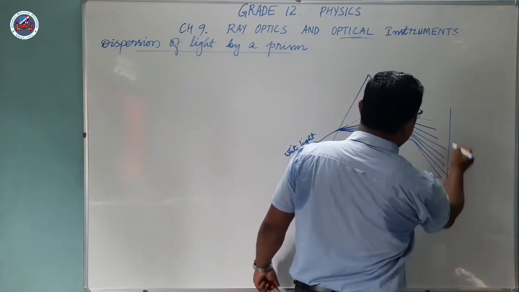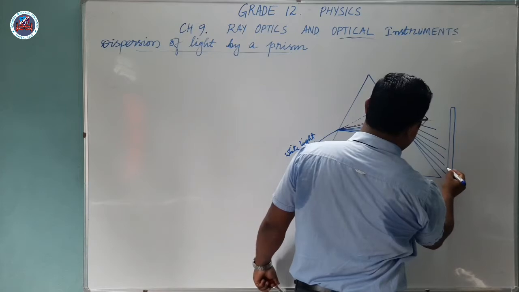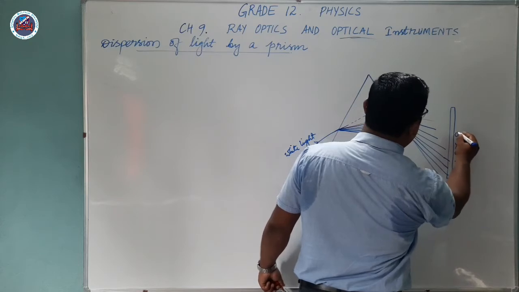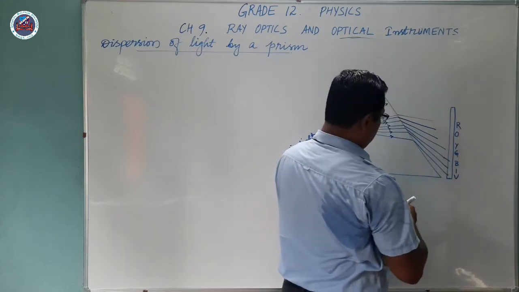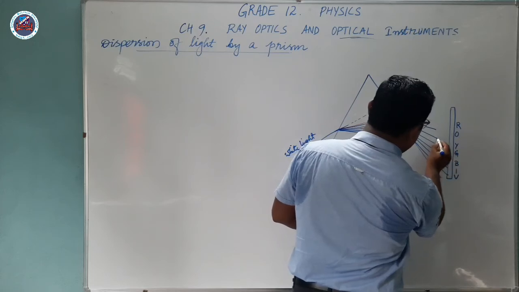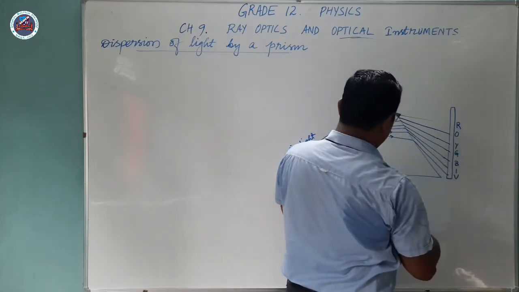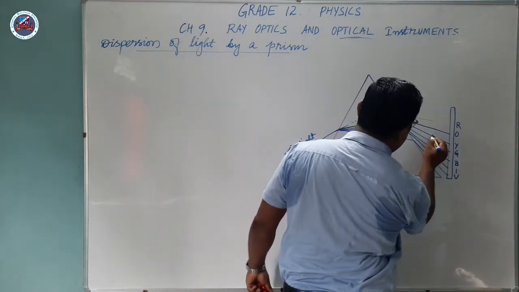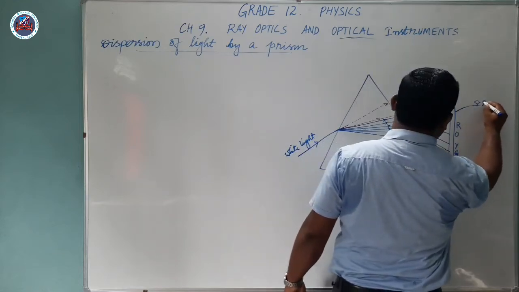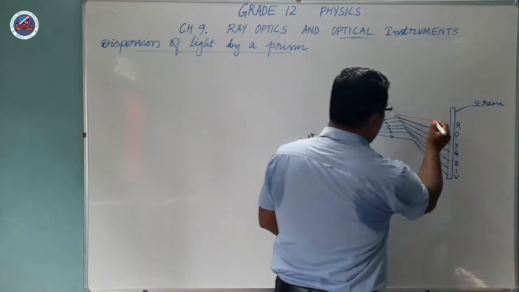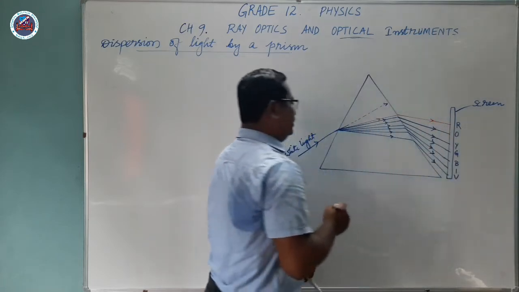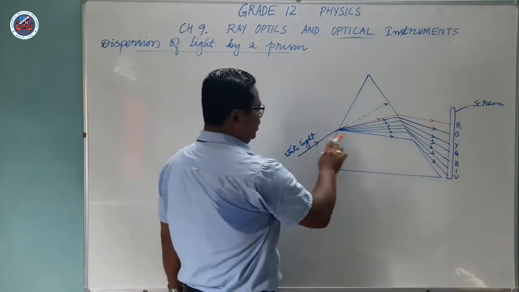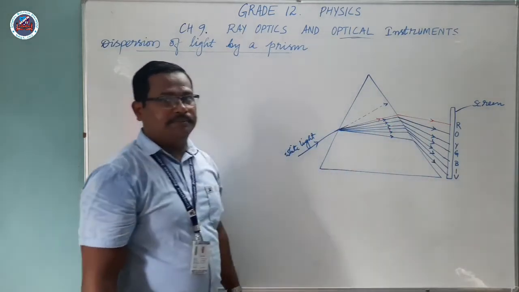The 7 colors that you can see emerging out of the prism, if you keep one screen here, you can see that the bottommost will be your violet, VIBGYOR. These are the 7 colors you see on the screen. This is your screen. And if you look very carefully, you will find that the red color is deviating the least and the violet light is deviating the maximum.